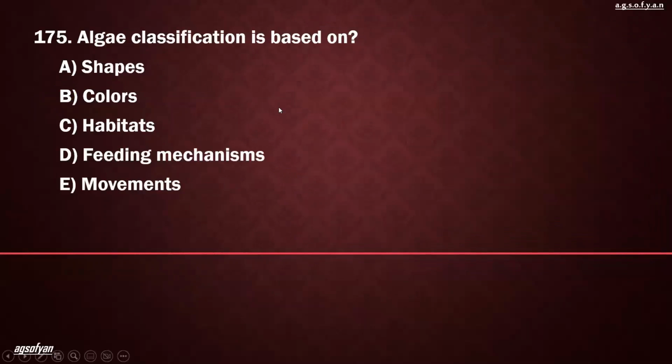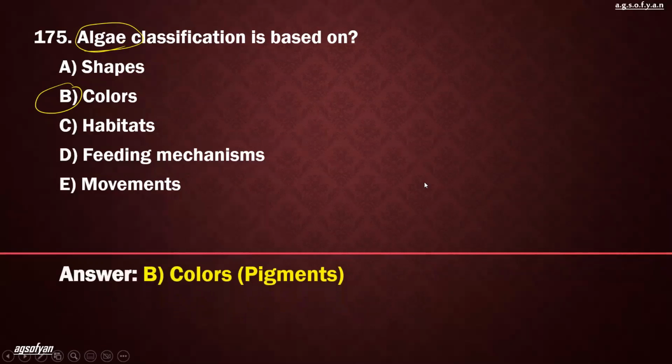Algae classification is based on what? There are green algae, there are brown algae, there are gold algae. So what is that? Colors. Based on color. Just remember, algae is classified by their colors or pigments.